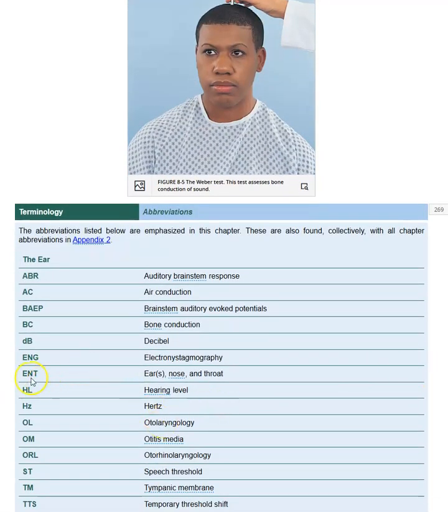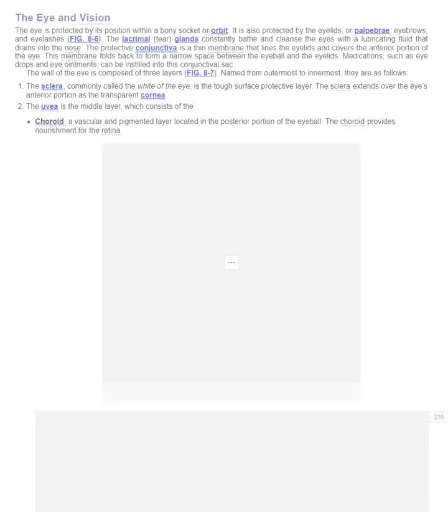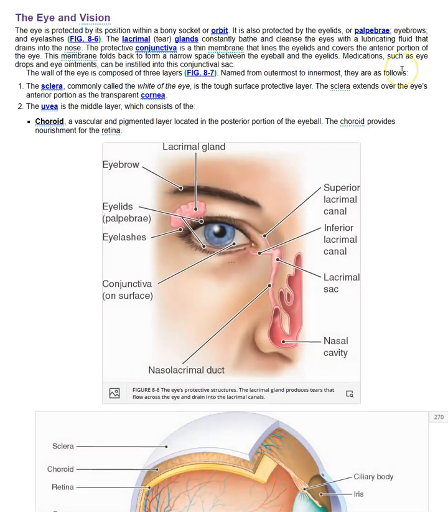Abbreviations. ENT is a very common one for the eyes, the ears. HL I'm not familiar with. OL I'm not. OM I am familiar with. Otitis media. TM, tympanic membranes. You would really have to specialize in allergies or ear, nose, and throat to need to know every one of those abbreviations and wonder which ones are approved at different doctors' offices and which ones are not allowed within a surgical setting.